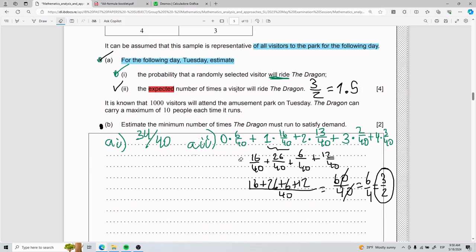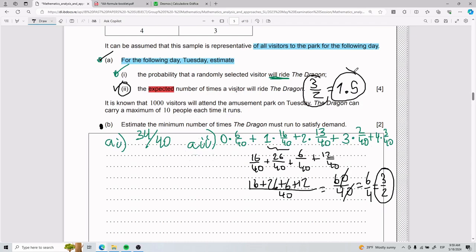So let's take a moment to think about this. Usually for the IB, not always, but usually, and it's a big hint, what you do in part B needs something from part A. It's not always the case, but a lot of times it is. Okay? And so here, part A double I is something directly needed for part B. So the expected number of times a visitor will ride the dragon, we said was 3 over 2. Okay, we said it was 1.5.